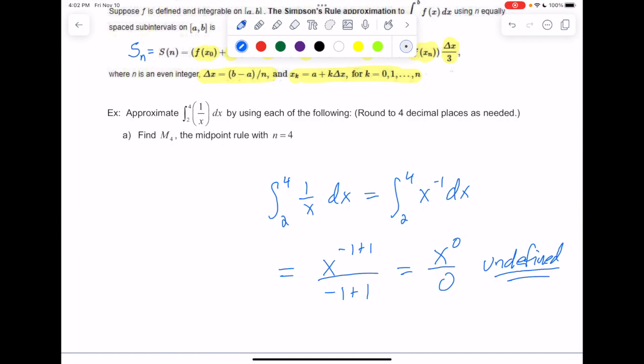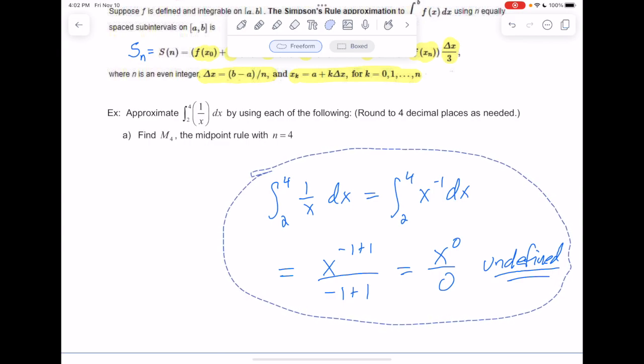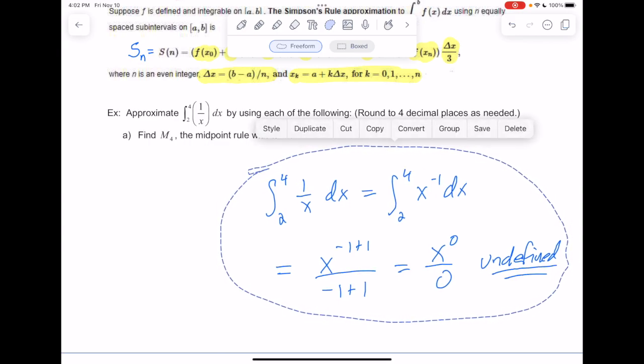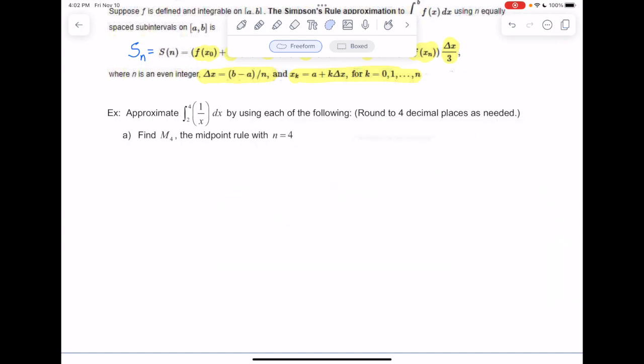Now, it is actually possible to find the antiderivative of 1 over x, but we don't do that until Math 2. So at the moment, we're stumped on it. If we wanted to find the area underneath this curve, we would have to do it using the various numerical methods. So I'm going to go ahead and show you those, starting with M4.